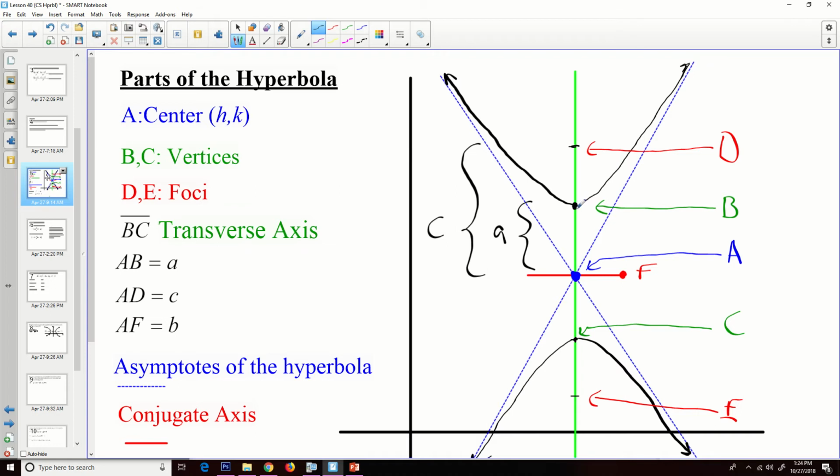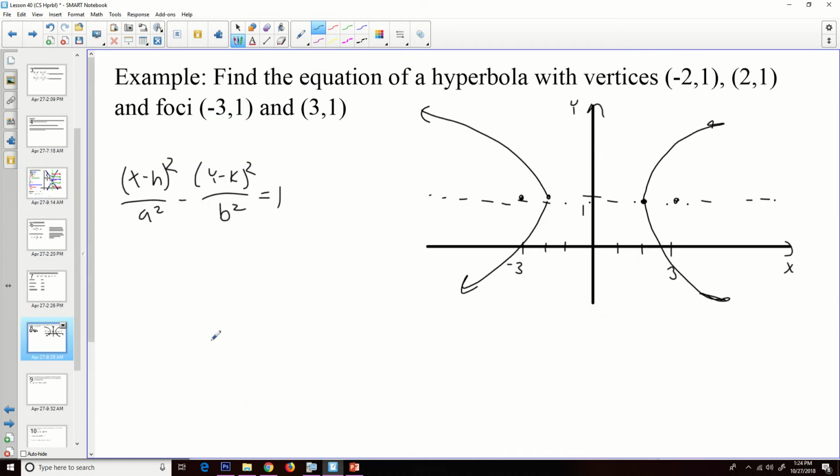All right, so if we go back to this thing, the distance from the center to one of the vertices is the value a. So if I go back to here and I want to figure out what a is, it's this distance right here or this distance right there. In both cases, that distance is 2 units. So I can say that a is equal to 2. That makes a squared equal to 4.